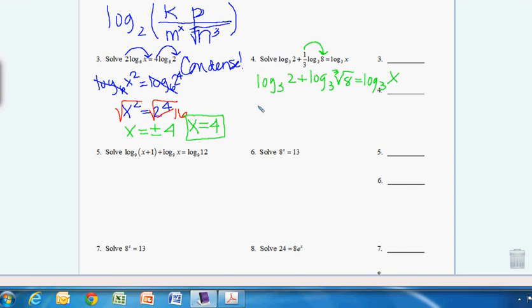Okay, this side over here. So I'm going to put everything into log base 3. There's 2, and there's the cube root of 8, which turns into 2. So I'm going to have 2 times 2, as both arguments come together because of addition. And then I have log base 3 of x. And since they're the same and they're single, drop them. So we have 4 equals x. All right. So that's how we do the first 4 problems. I'm going to make another one for the next 3, and then I will go on to the back page.